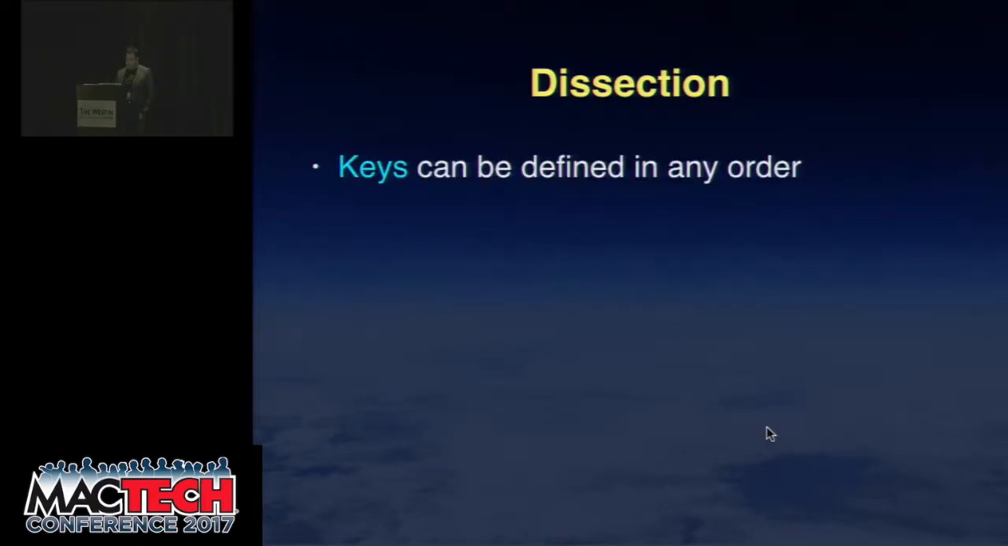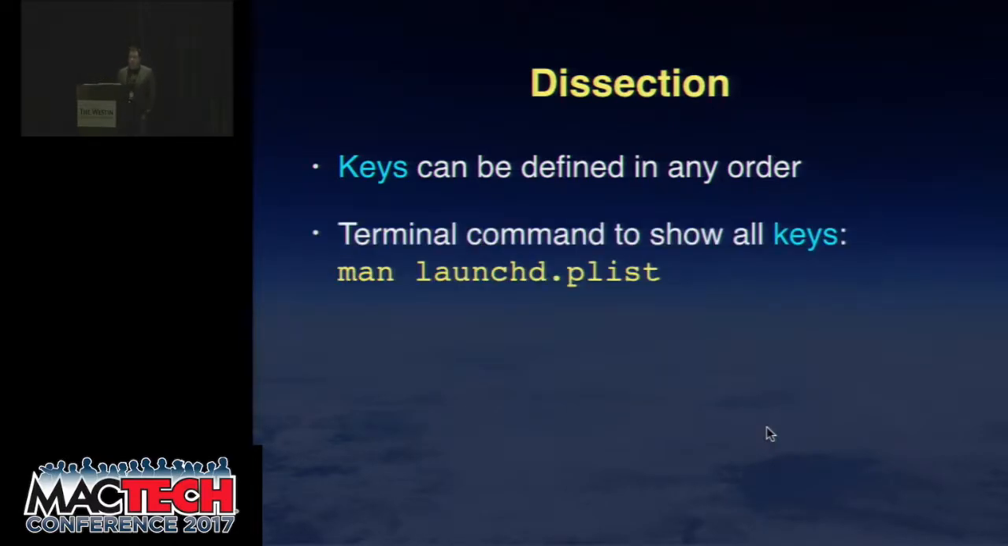So before we continue on with that one, I want to mention that keys can be listed in any order. The label key does not have to be the very first key. It could be at the end or at the middle. The program key doesn't have to be in the middle or at the end. It can be the very first key. And the command that you would type into terminal to see all the keys is the man page for launchd.plist. So if you did man launchd.plist, it'll show you all the different keys.